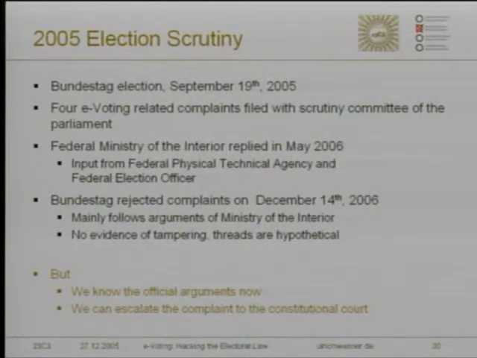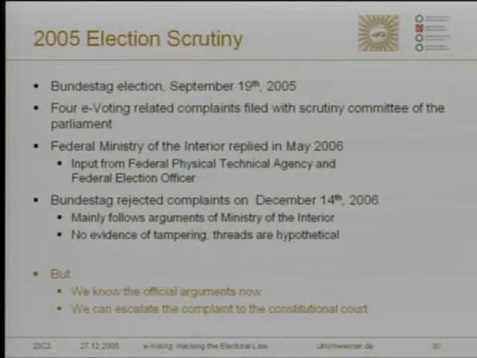That doesn't come as a surprise. The Bundestag always rejects complaints about elections, and that's related to them being judged, with them being involved as a party.